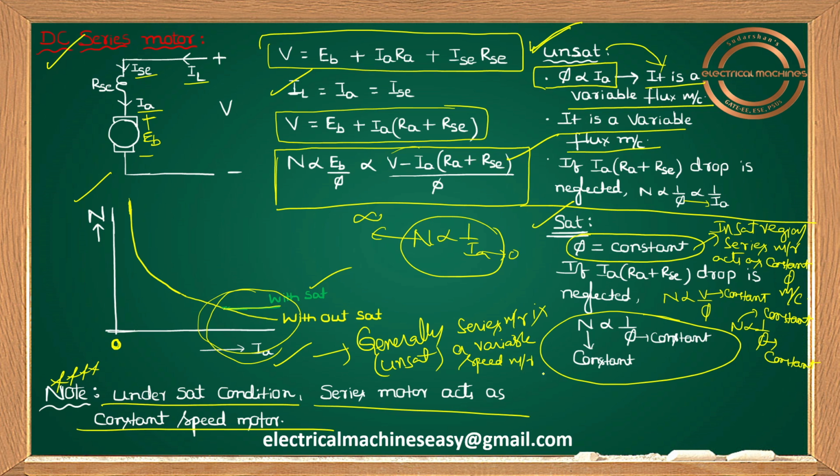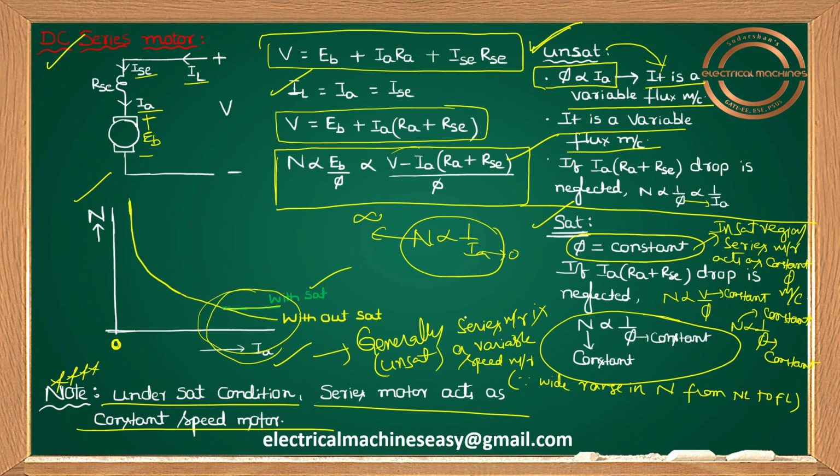What is the reason, guys? Since wide range and speed, from no load to full load. But in saturation, yes, it is a constant speed motor. So try to understand what is the question they are asking. If they ask about saturation, you should go for the option constant speed motor. If they don't mention saturation or unsaturation, you should take the unsaturated region by default.